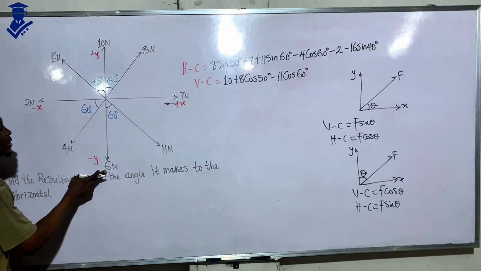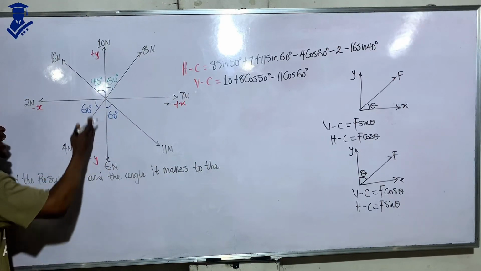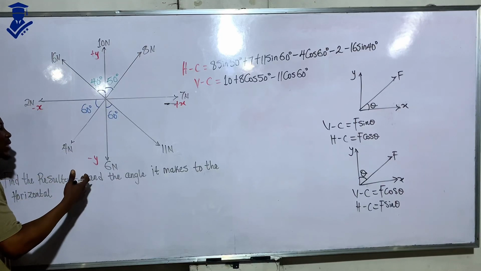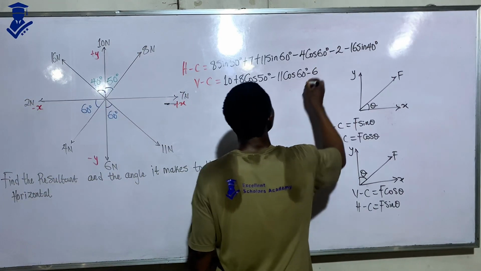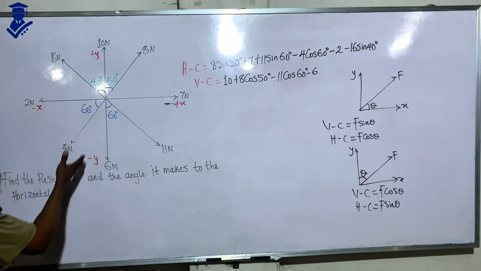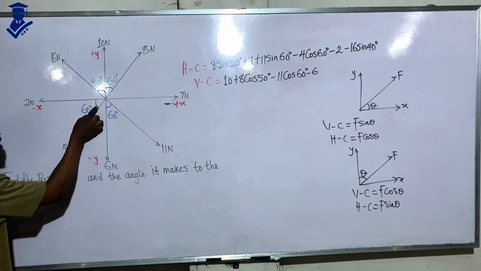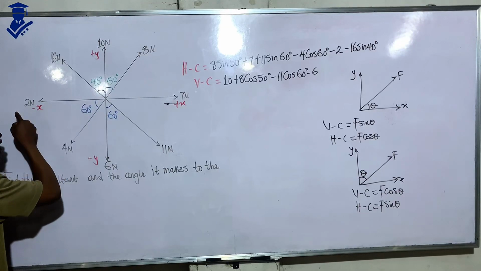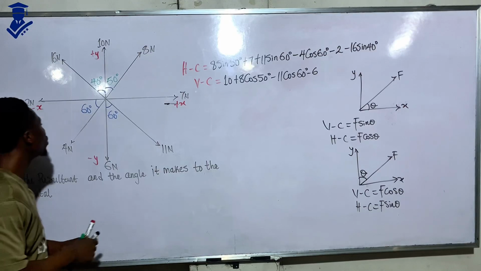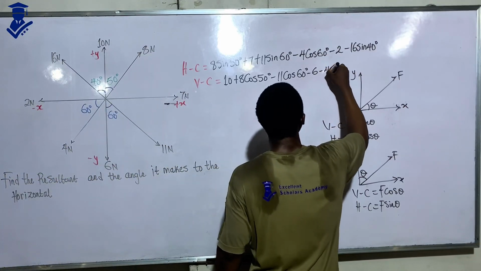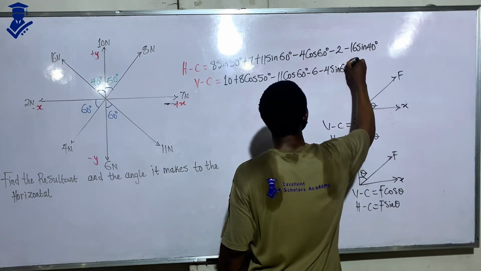Now, the next one is our 6 Newton force, which is directly on the y-axis and is also on the negative side. So this is going to be minus 6. Now, the next one is our 4 Newton force, inclined at an angle 60 degree to the horizontal. So that's going to be sine. Alright, and it's also on the negative side. So this is going to be minus 4 sine 60 degree.